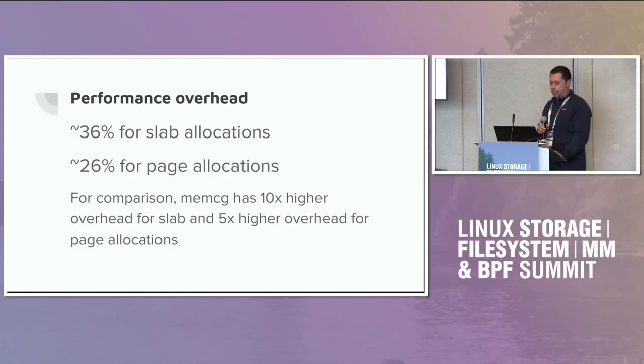Now performance overhead. Thanks to this mechanism, we get quite low performance overhead. For slab, it's 36%. For page allocation, it's 26%. It sounds high, but those paths are very highly optimized, so they're very quick. So even adding per-CPU increment-decrement operations results in pretty high, well, visible overhead. But if we compare with other mechanisms like memcg, it's 10 times faster than memcg for slab and 5 times faster than memcg for page allocations.